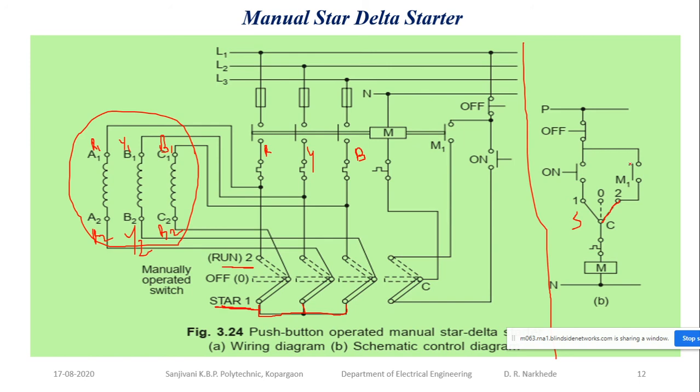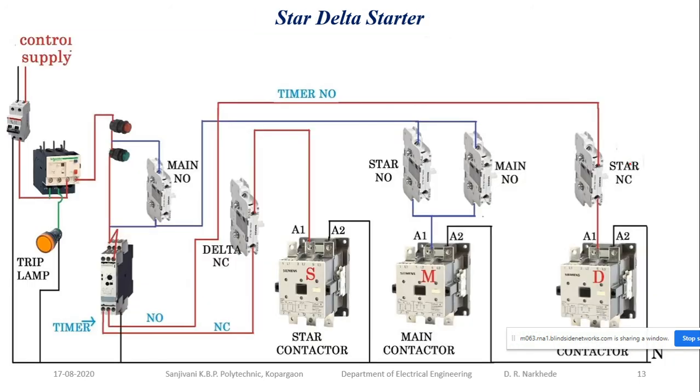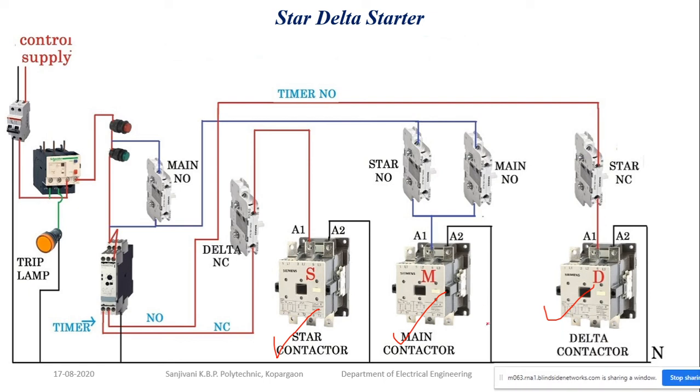Now instead of this we are going to use the semi-automatic star delta starter. This is the wiring diagram of your semi-automatic or automatic star delta starter. In a semi-automatic or automatic star delta starter, we are going to use three contactors. One is the star contactor, one is the main contactor, and one is called the delta contactor. The star contactor will connect the stator winding in star connection, the delta contactor will connect the stator winding in delta connection, and the main contactor will give the supply to the motor.